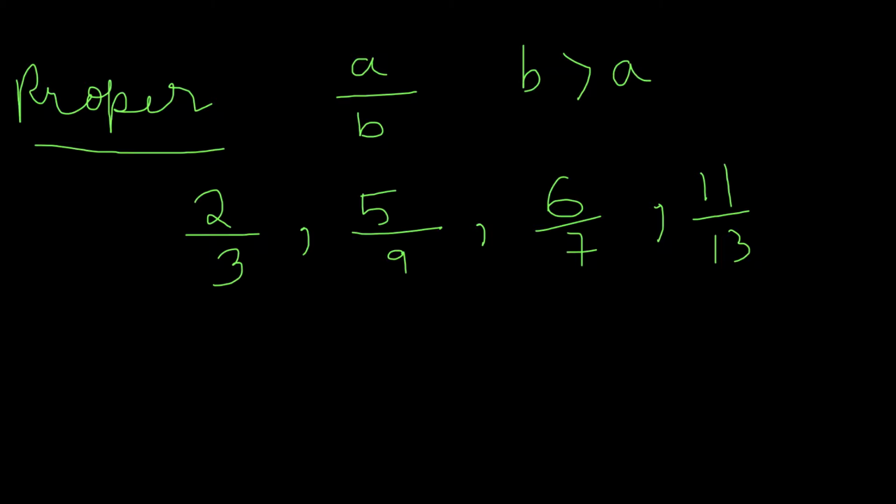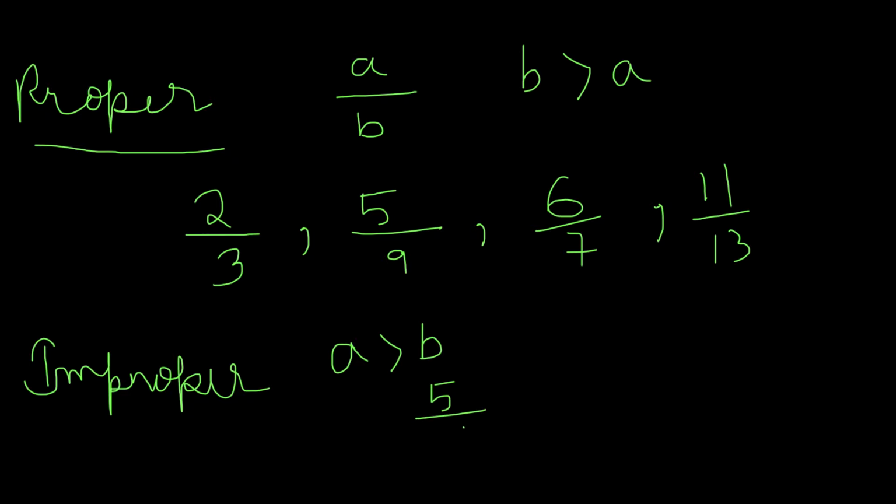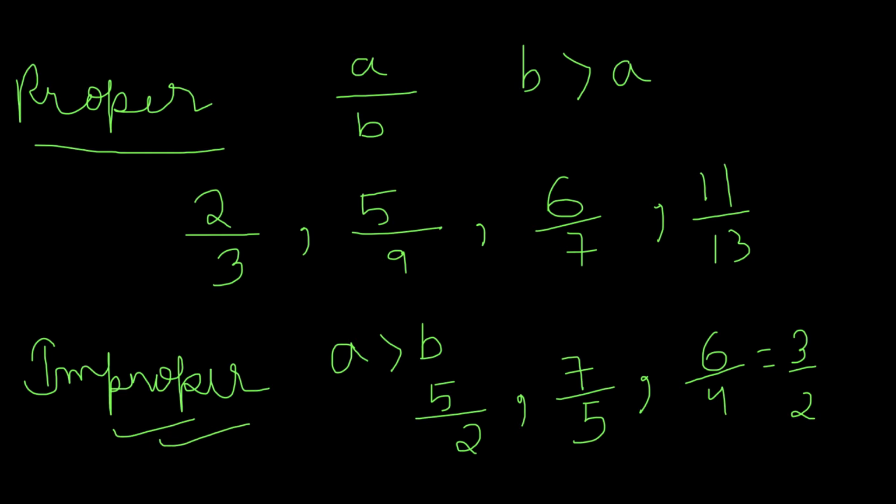If the denominator is smaller than numerator, then it becomes an improper fraction. So what is the condition for improper fraction? If a is greater than b, that means 5 upon 2, 7 upon 5, 6 upon 4, and this can also be simplified. On simplification, this will be 3 upon 2. So in all the cases, you can see if the denominator is smaller than numerator, that means numerator is greater than denominator, then it is an improper fraction. And if denominator is greater than numerator, then it is a proper fraction.